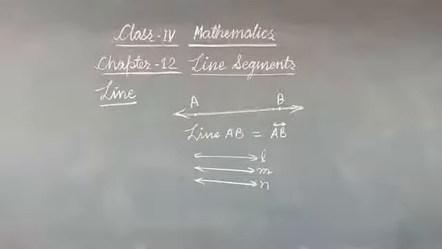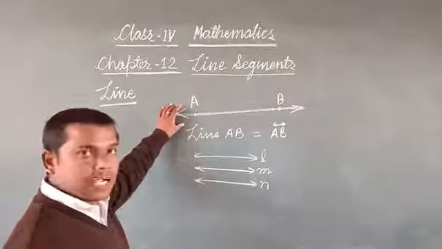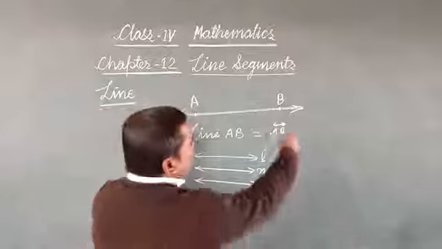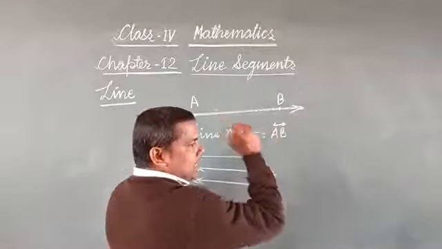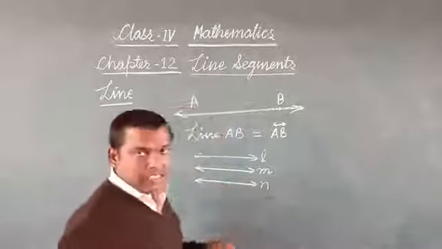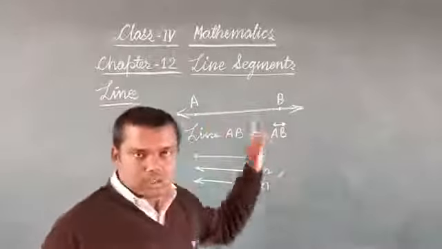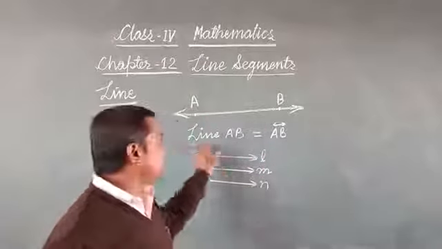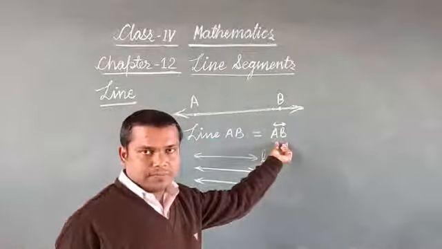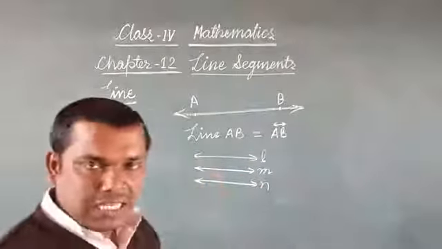The following figure represents the model of a line. As you are seeing here, the arrowheads on both directions indicate that this line extends in both directions endlessly. To represent it, we can take two points on this line and write line AB, with a small line over both the letters.